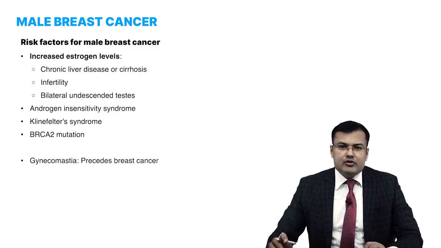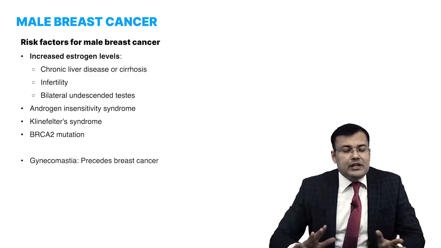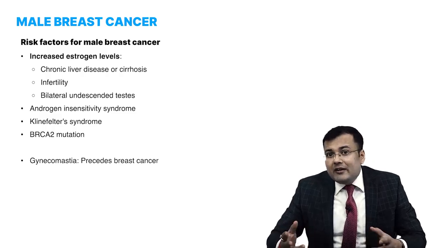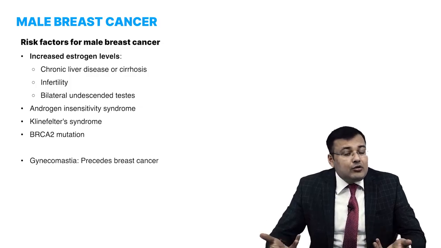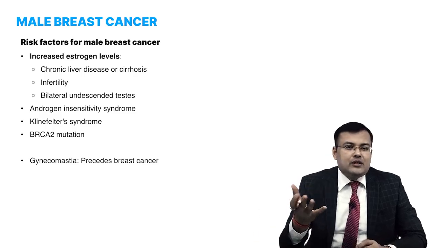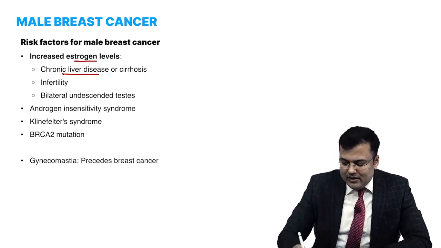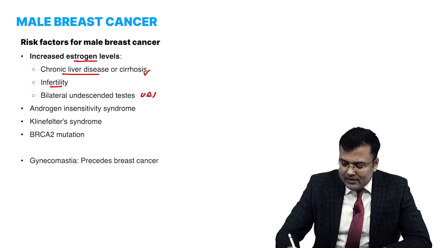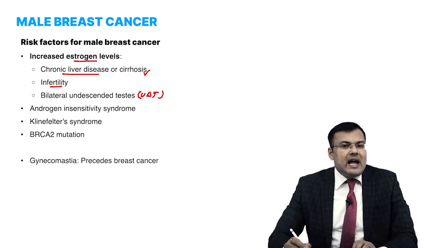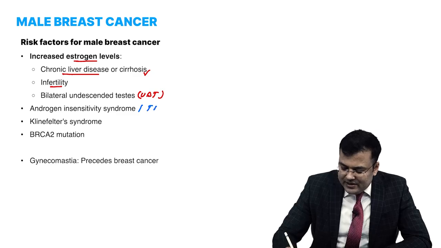So what are the states of hyperestrogenemia? See the physiology first. You know that catabolism of estrogen occurs in the liver. If a patient is already having a diseased liver, that patient will be having states of hyperestrogenemia. So there are states of hyperestrogenemia in patients with chronic liver disease or cirrhosis, patients suffering from infertility, or bilateral undescended testis. Another risk factor, androgen insensitivity syndrome. Can you tell me the other name? It is testicular feminization syndrome.